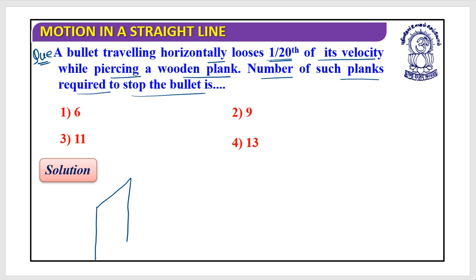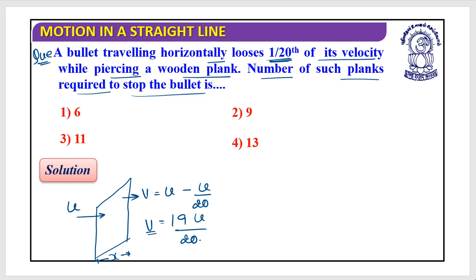Let's say this is one of the planks. The bullet is entering with a velocity of u, and after traveling through this plank, having a thickness of x, when it is leaving, it loses 1/20th of its initial velocity. That means the final velocity is u minus u by 20 after traveling one plank. If I solve this, 20u minus u, this is 19u by 20. This is the final velocity after traveling through one plank.